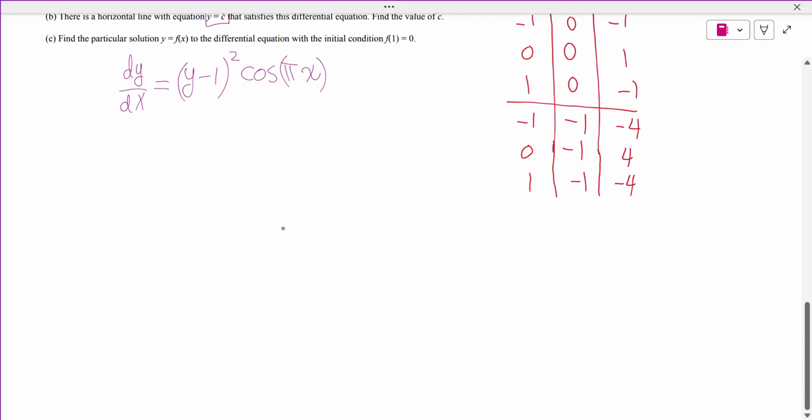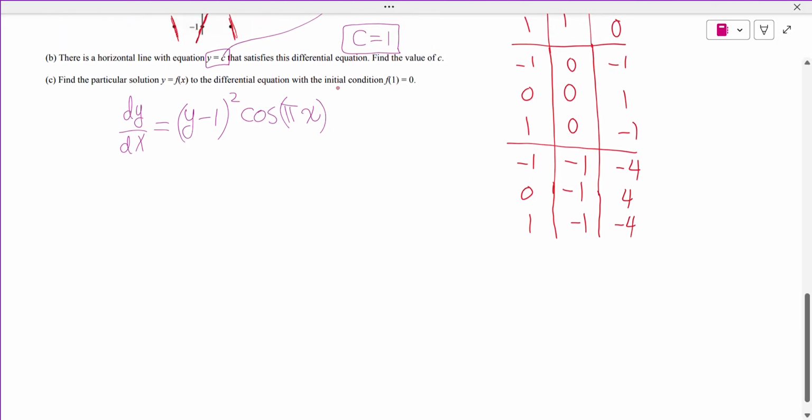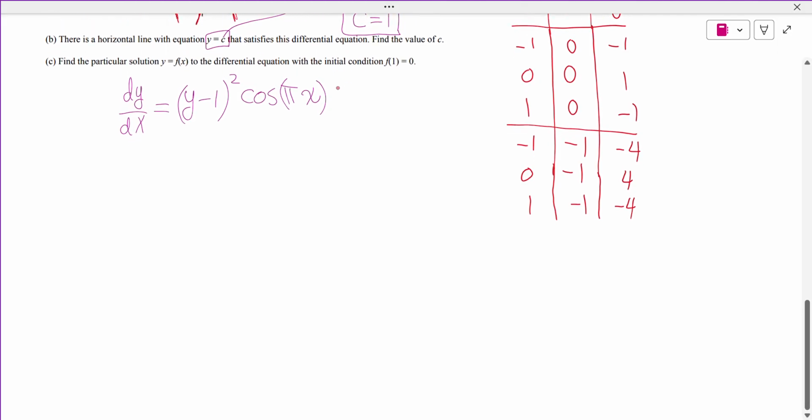Okay, finding the particular solution is done using a method called separation of variables. Separation of variables means keep all the x's and dx's on one side and all the y's and dy's on the other side. How can we do that? We can do that simply by multiplying both sides by dx. Okay, this is very clear. We can multiply here by dx and here by dx. And also we can divide by (y minus 1) squared. Now what's going to happen if we do this?